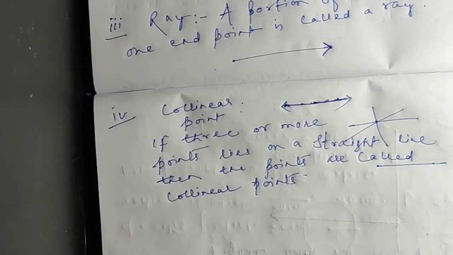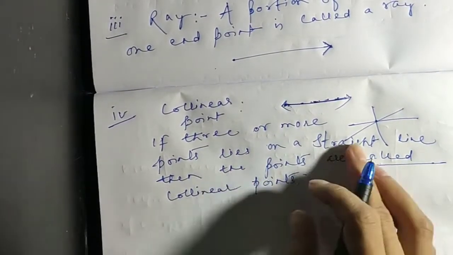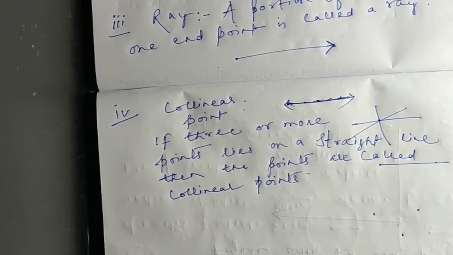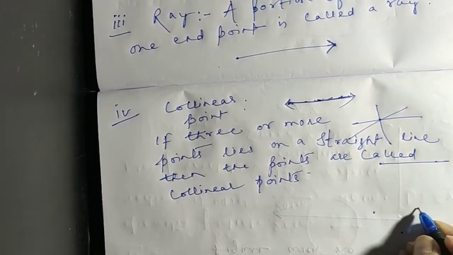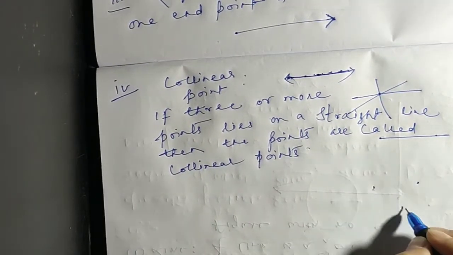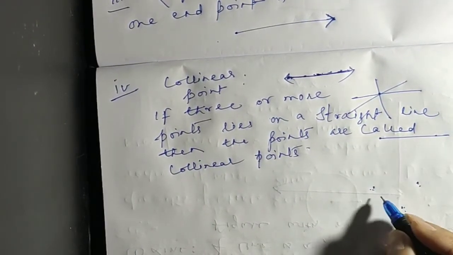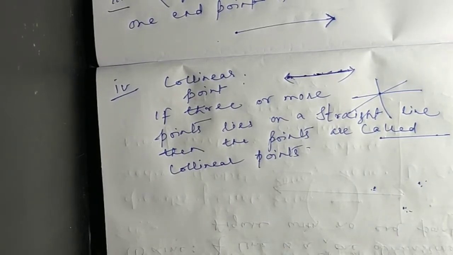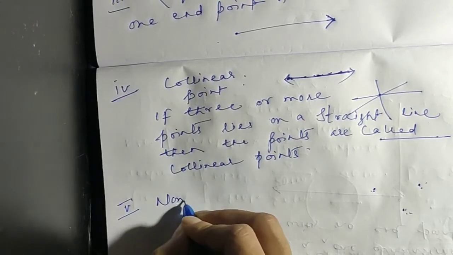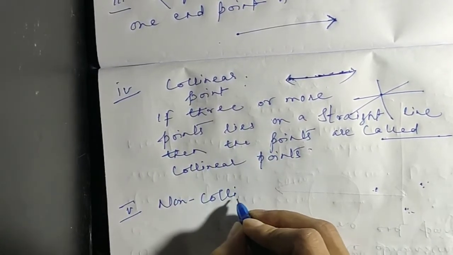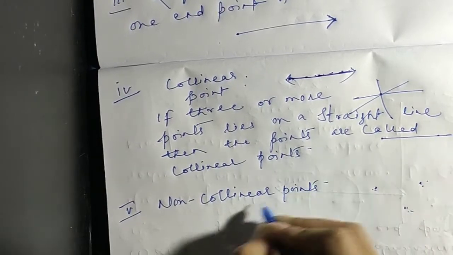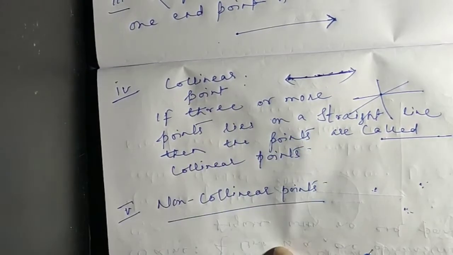But if 3 or more points do not lie on a straight line, that means 1 point is here, 1 point is here, 1 point is here. So these 3 points are not lying in a straight line, right? Since these 3 points are not lying in a straight line, these 3 points are non-collinear points. Another term, that is non-collinear points.